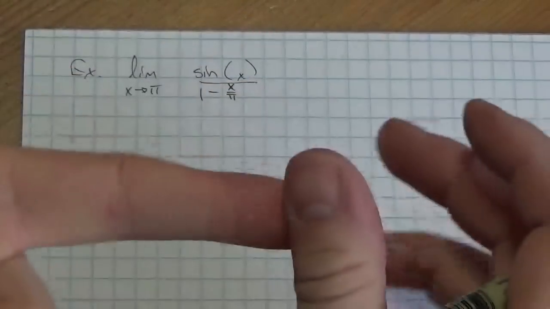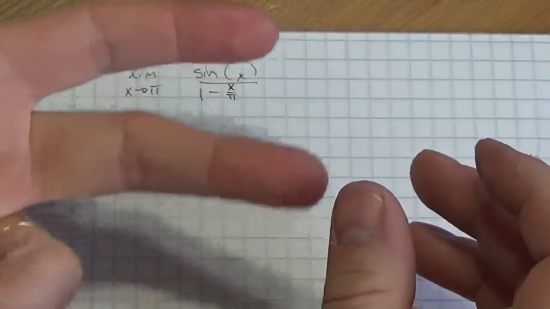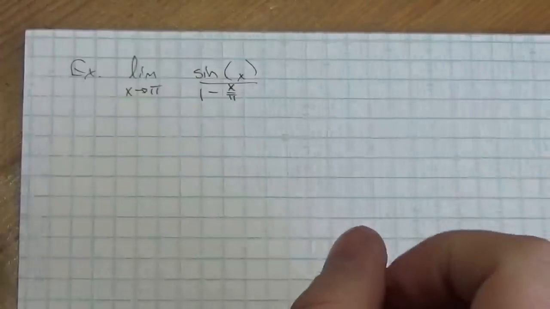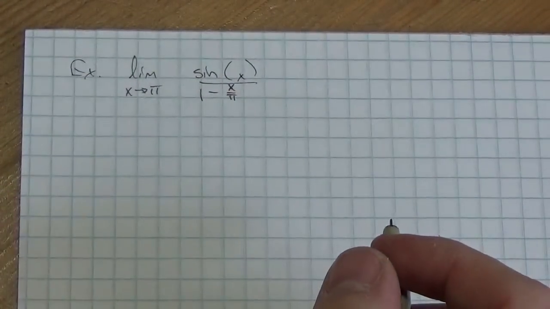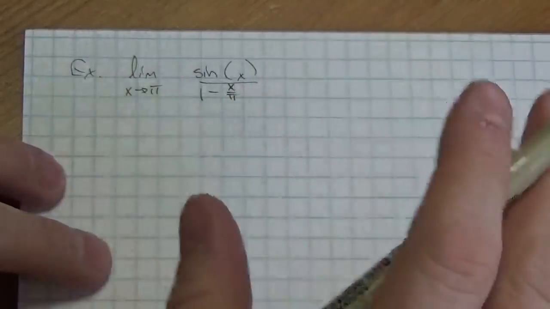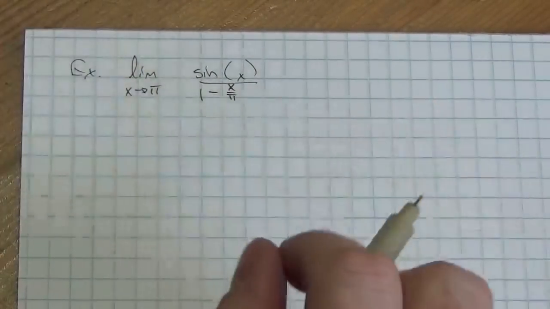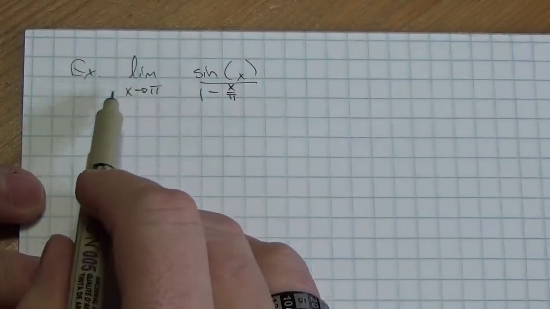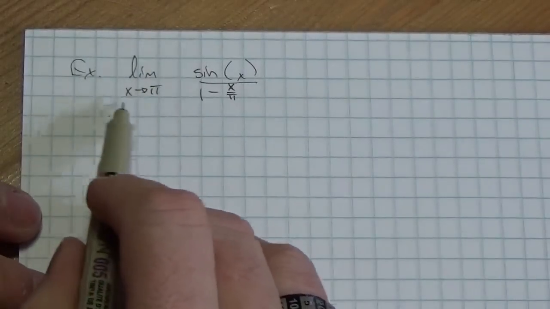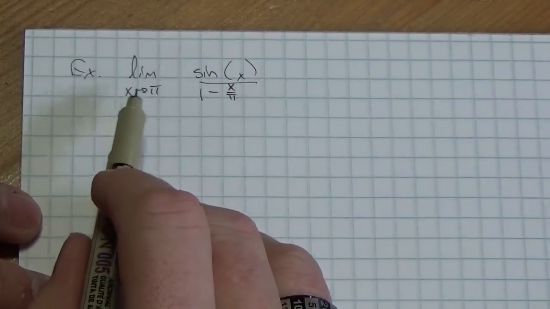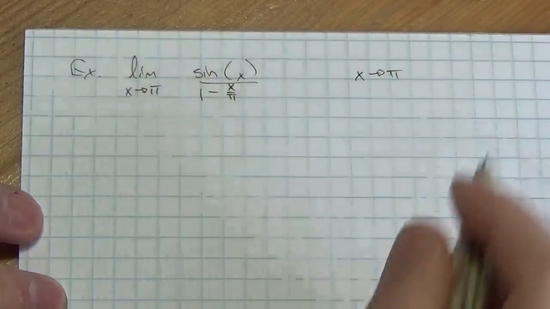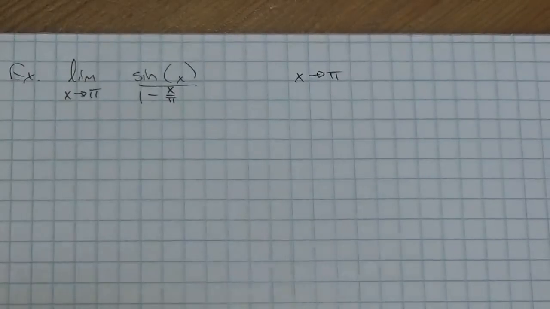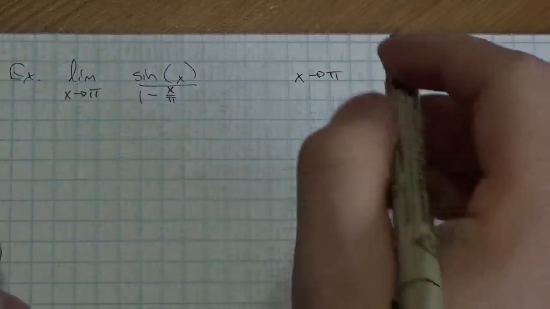Now, there's no radical here to rationalize. There's no fractions to add or subtract. There's no polynomial to factor here. So what I've got to do here is try to pull out the fundamental trigonometric limit. And to do that, I'm going to change the function a little bit. I don't want it to be x approaching pi. What I want is for the variable to be approaching 0.